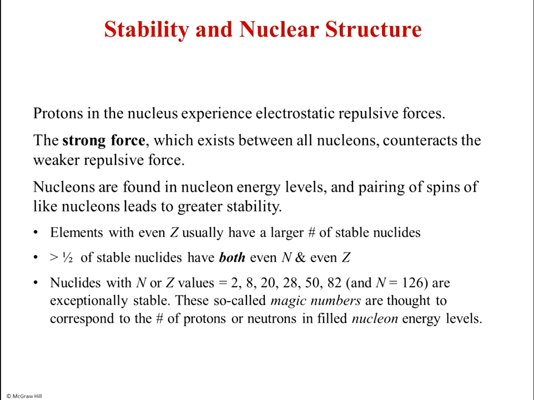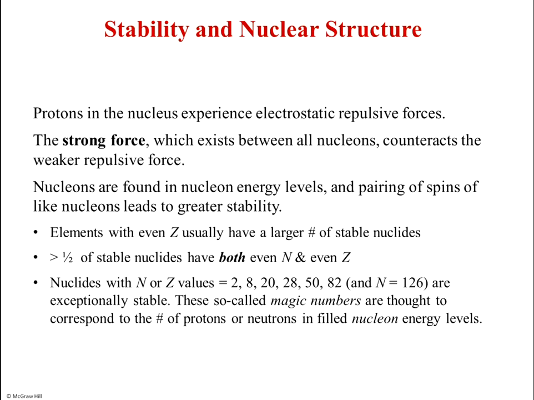Nucleons are found in nucleon energy levels, just like we find electrons in electron energy levels in atoms. And pairing of spins, like nucleons, leads to greater stability. So what we find is, for these various nuclear structures, elements that have an even nuclear charge typically have a larger number of stable nuclides. We find that over half of the stable nuclides that are known have both an even number of neutrons and an even number of protons.